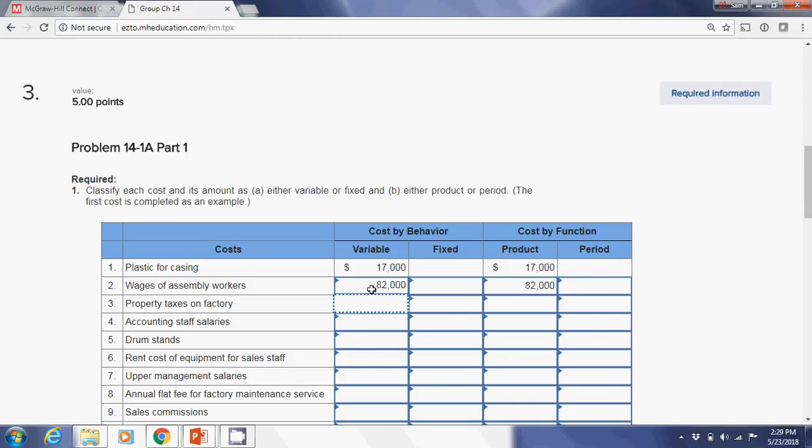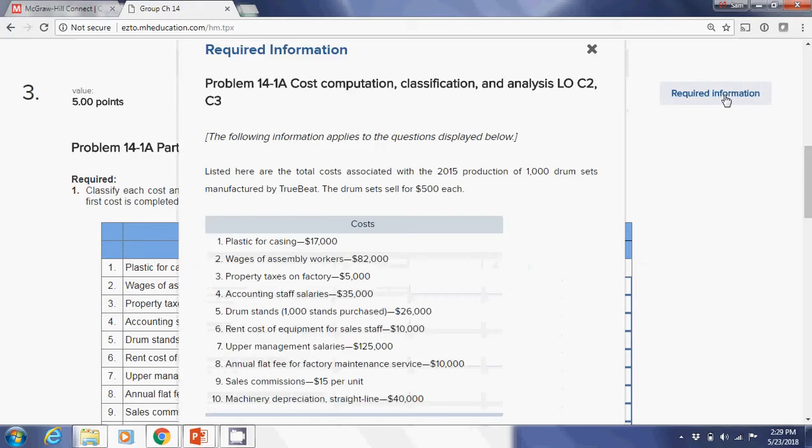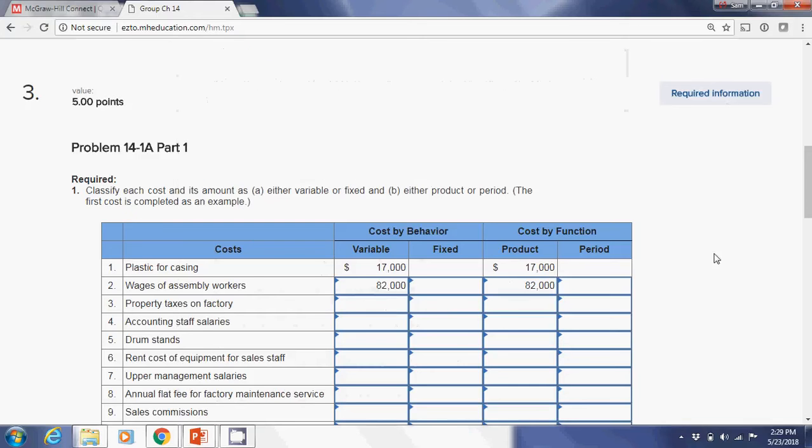So now we've got property taxes on the factory. Let's just look for the amount real quick. That's $5,000. Property taxes on the factory, is it going to be variable or is it going to be fixed? Property taxes are typically value based on the building, so that means it's a fixed expense. It's not something that's going to change in relation to sales. And then, does it happen in the factory or not? It says it's on the factory, so that was a no-brainer, $5,000 in product cost.